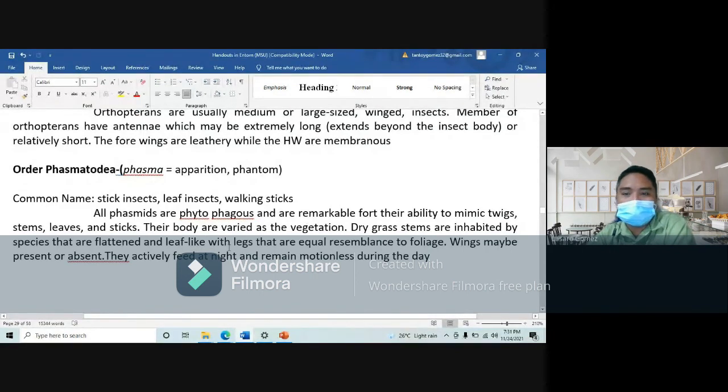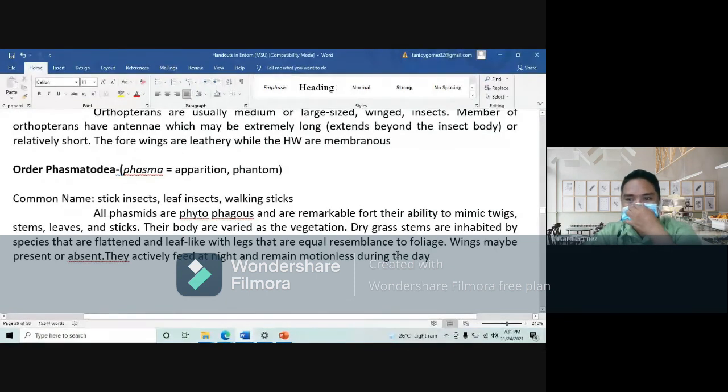Remarkable ang their ability to mimic twigs, stems, legs, and leaves and sticks. Mimic means kanang mo-blend siya, no? Kung unsa ang color sa twigs, ang color sa leaves. That's mimicry, insect mimicry. Their bodies are varied as the vegetation.